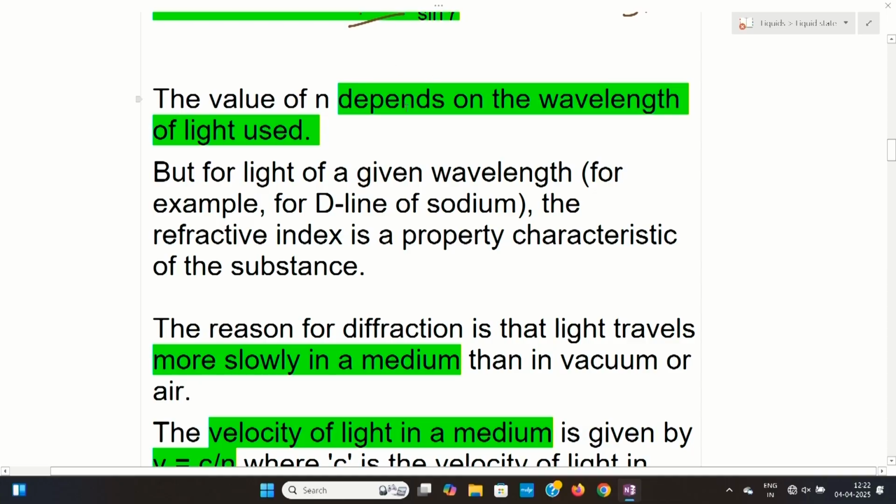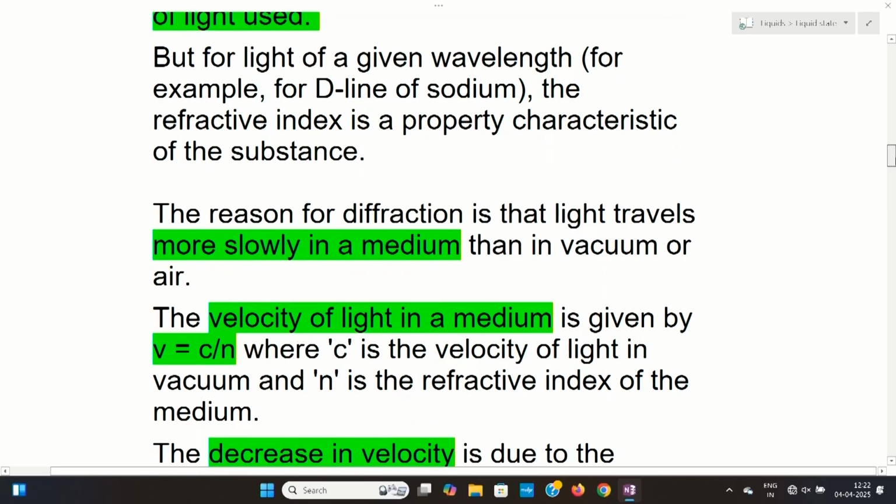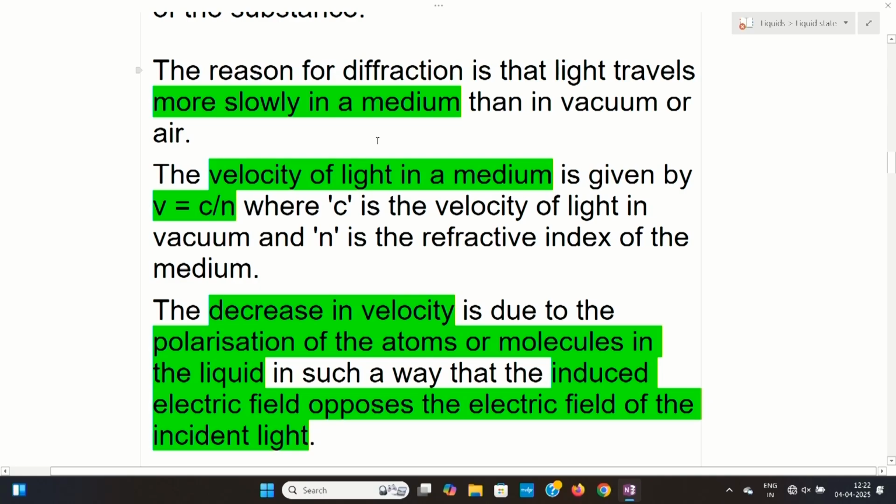The value of n, that is the refractive index, also depends upon the light we use. If we use the D line of sodium, the refractive index will be different, and if we use another wavelength, such as X-ray, then the refractive index will be different. If we use different lights, then the refractive index of the liquid also will be different. The light travels slower in air than in vacuum.